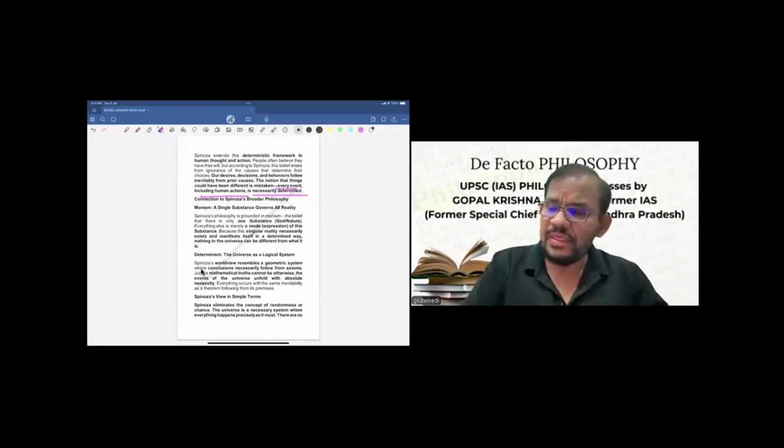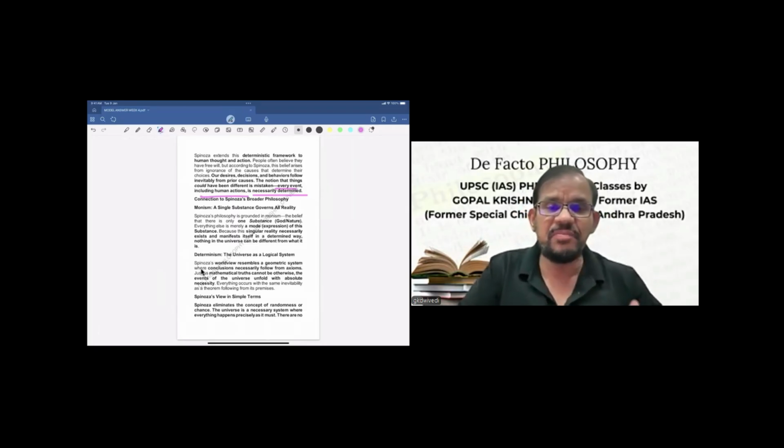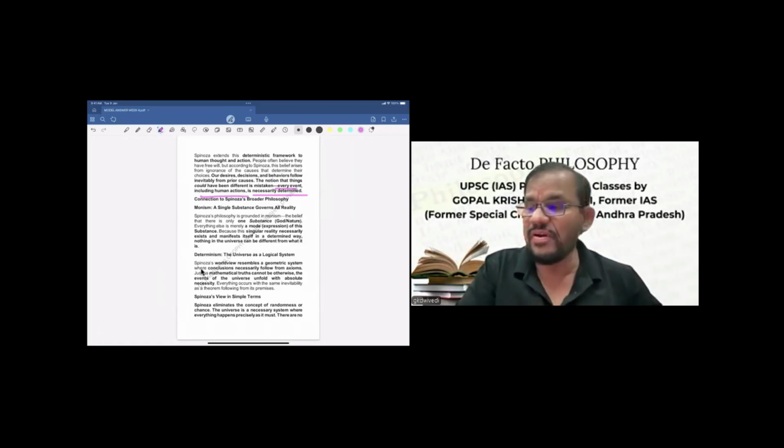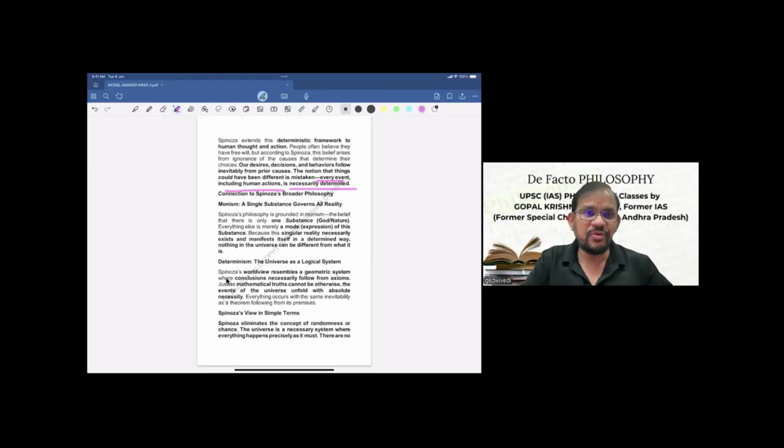Now, we should also understand Spinoza's broader philosophy, and how this statement of metaphysical determinism is connected to his broader philosophy. See, as all of you know, if you have gone through our previous lecture also, Descartes has given a philosophy of dualism. Spinoza has given a philosophy of monism. For Spinoza, there is only one God, and nature.